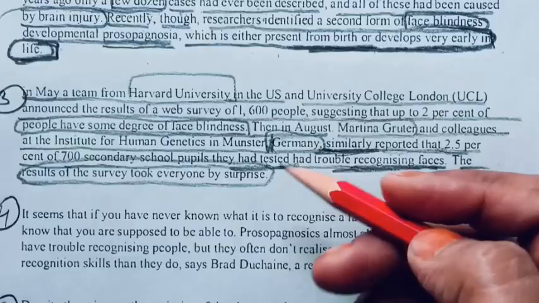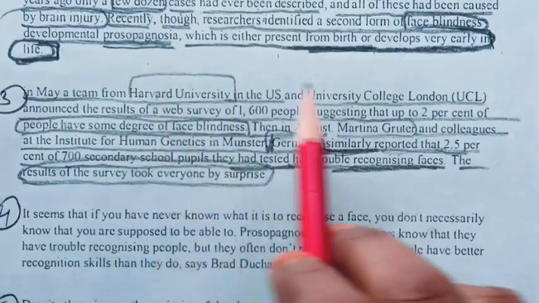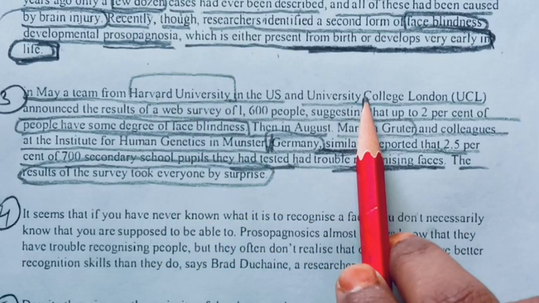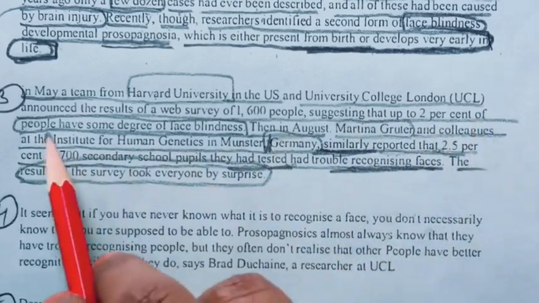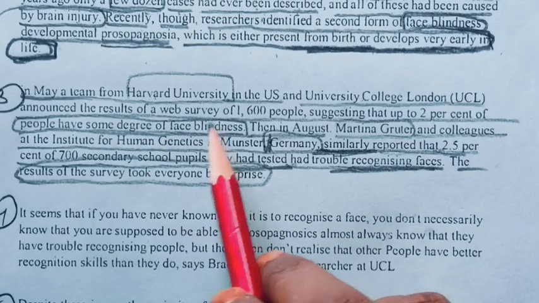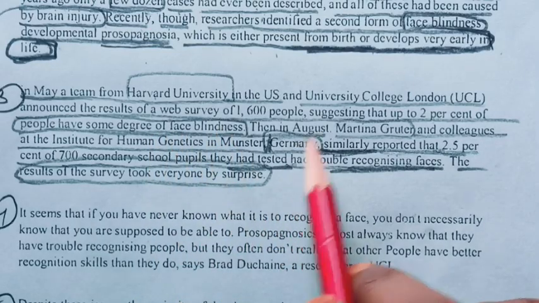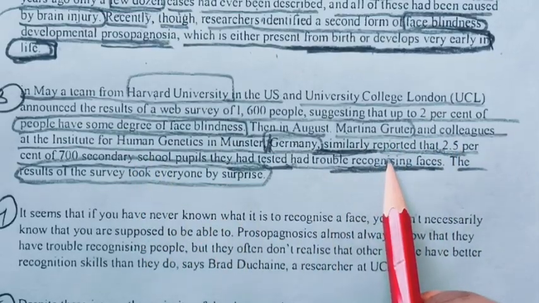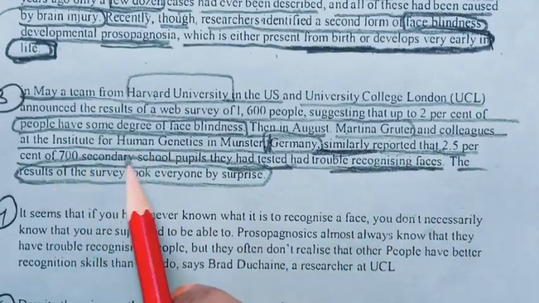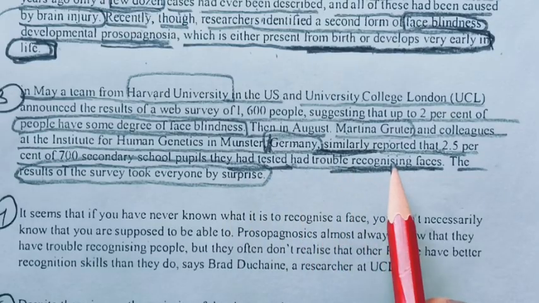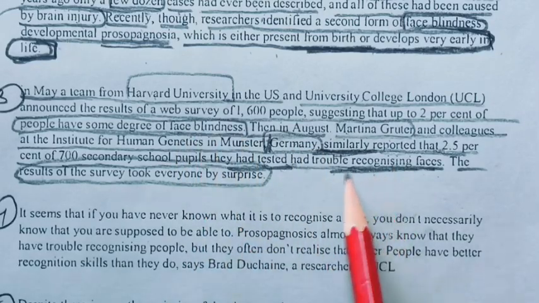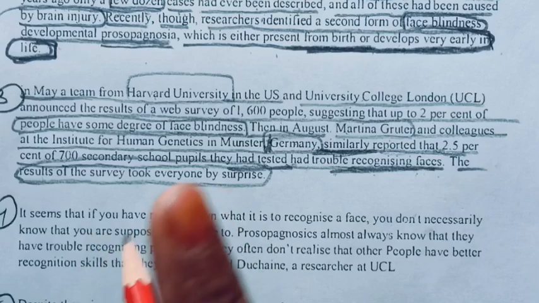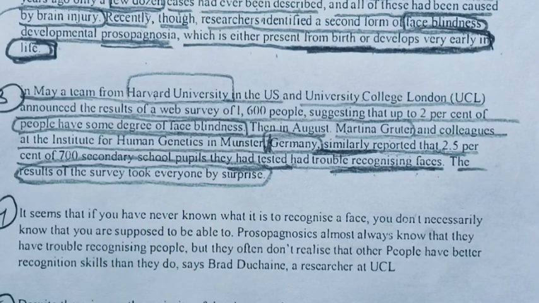Here they are talking about two universities, Harvard University and University College London, that have done research, and the result of the research is that 2% of people have some degree of face blindness. And in Germany also, Martina Grutter and colleagues have similarly reported that 2.5% of 700 secondary school pupils they had tested had trouble recognizing faces. Having trouble recognizing faces means they have face blindness. These are the same thing. Understand this. So let's see our question.